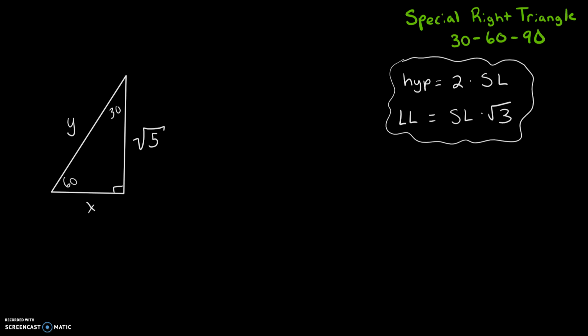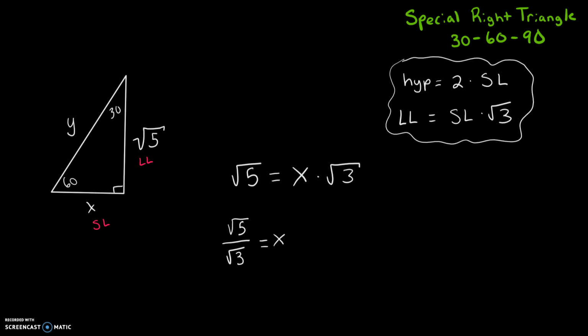So we will say that our long leg, which is opposite of 60, which is the square root of 5, is equal to our short leg, which is opposite of 30. So our short leg is x times the square root of 3. Now we said we got to get x by itself. Divide both sides by the square root of 3. And you can get the square root of 5 over the square root of 3 is equal to x.